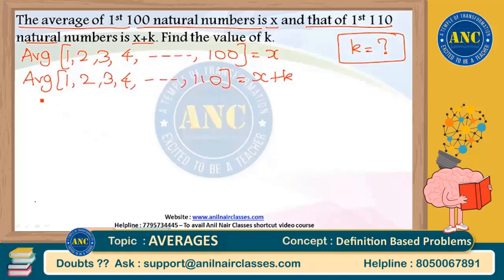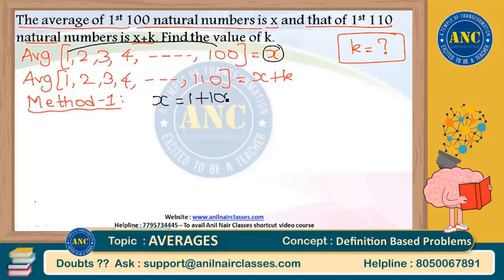Listen carefully, sir. Two methods I will discuss. Method 1: in 2 to 3 steps, you will get the answer. Method 2: looking into the problem, directly you will get the answer. Now see here, Method 1. What is x? x is nothing but the average of the first 100 natural numbers. It is in arithmetic progression, so it is first term plus last term by 2, that is 1 plus 100 by 2. I will keep it as it is.